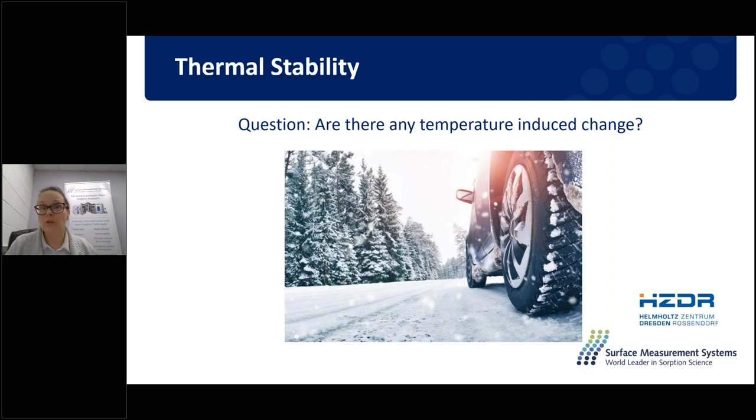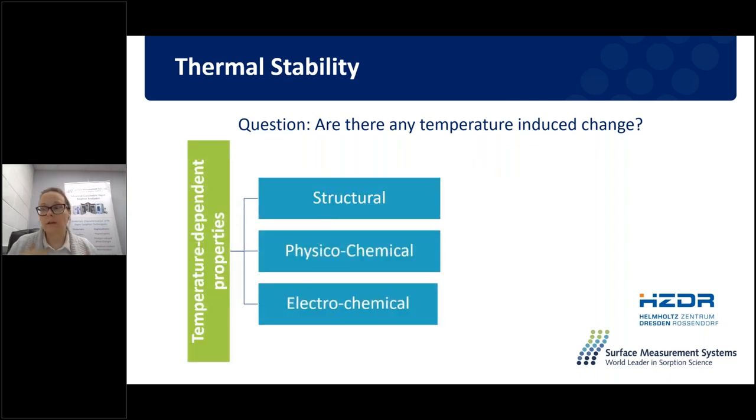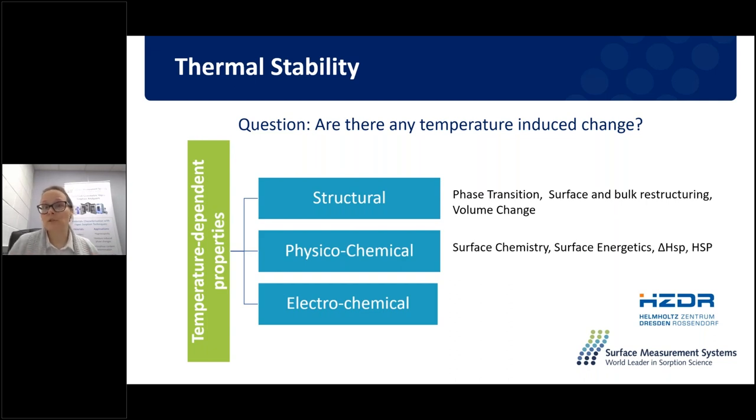Also, the temperature can affect properties at the molecular level of the battery materials. There can be structural, physical, chemical, and electrochemical changes due to the temperature. Some examples of structural changes: there can be volume change or phase transition. Some physical chemical properties can also change due to the temperature. So surface chemistry and surface energy can change, and electron density can change. So all these properties at the molecular level, which change due to the temperature, probably affect the performance of battery materials in different weather conditions or different environments.